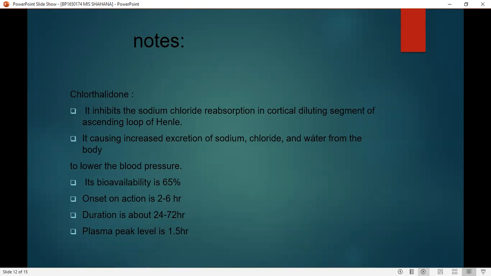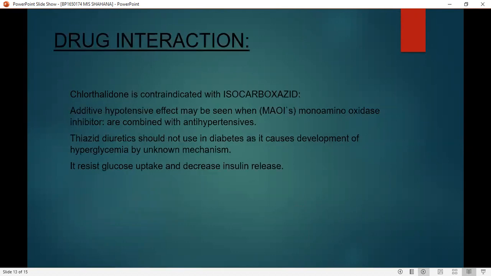Here is some pharmacokinetic information of the drug. It is 65% bioavailable. Onset of action is 2 to 4 or 2 to 6 hours, and duration is about 24 to 72 hours. Its duration of action is very prolonged. Plasma peak level is at 1.5 hours. Drug interactions: chlorthalidone is contraindicated with isocarboxazid, when an antihypertensive is combined with a monoamine oxidase inhibitor. It causes additive hypertensive effects.